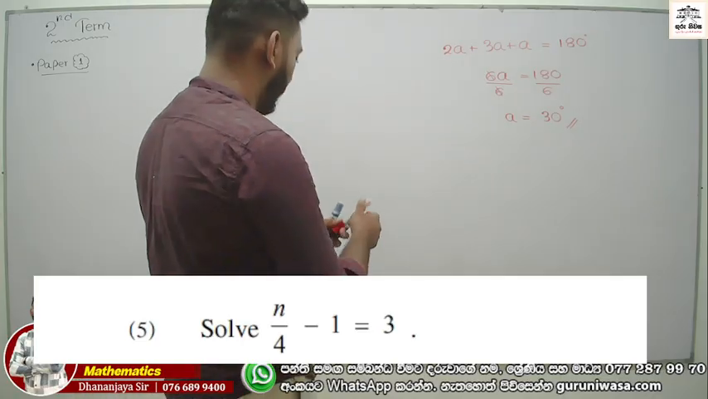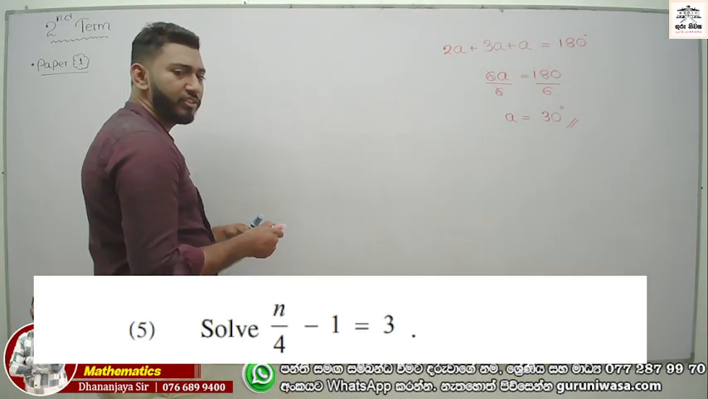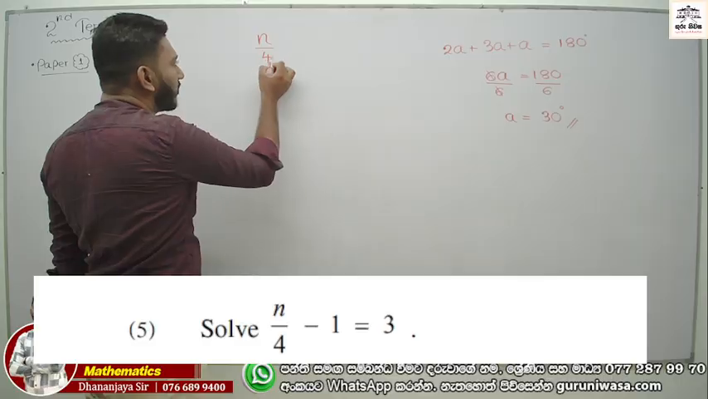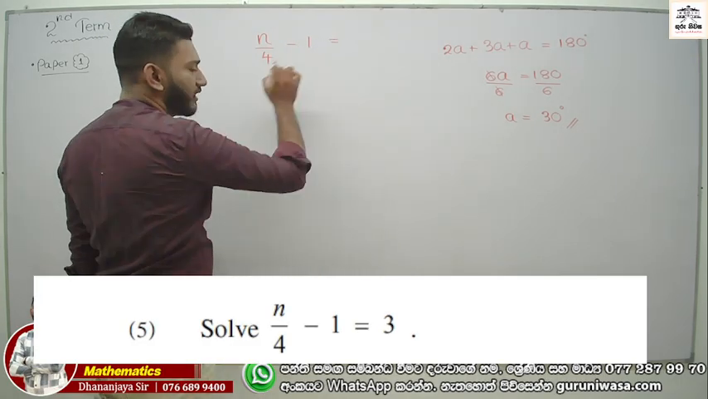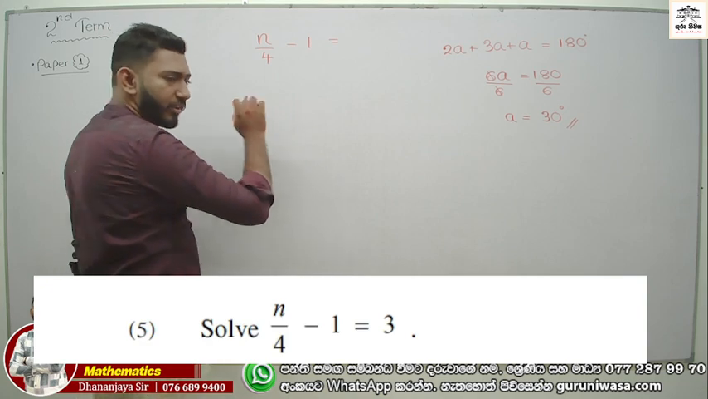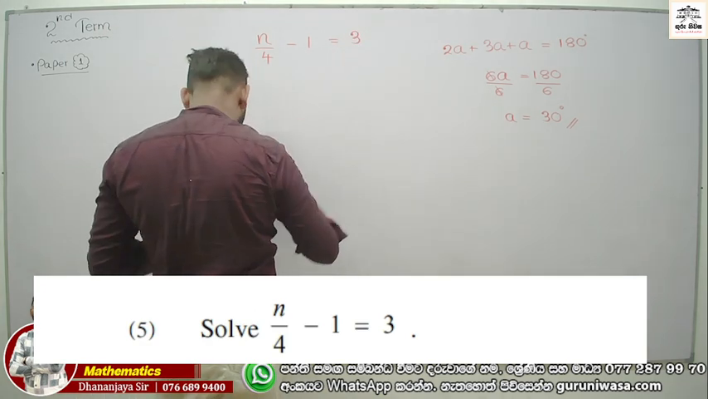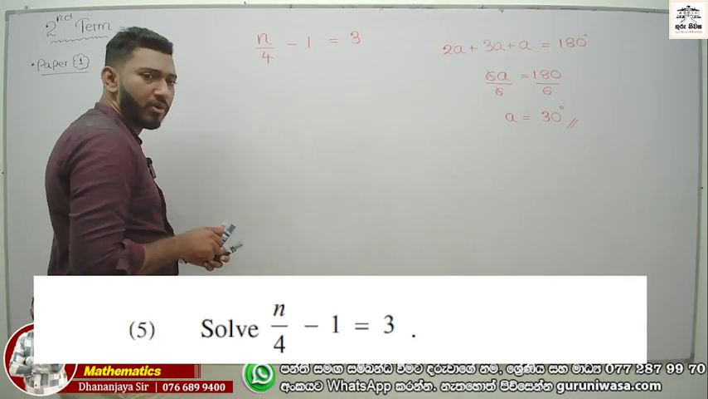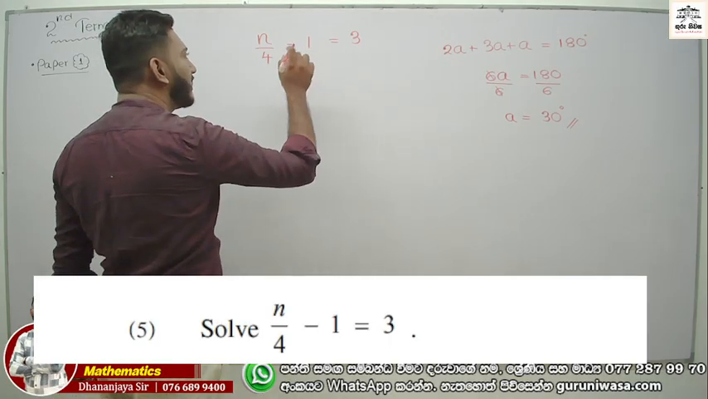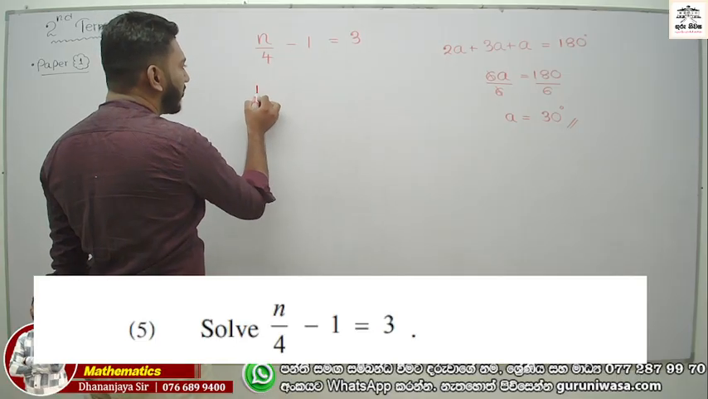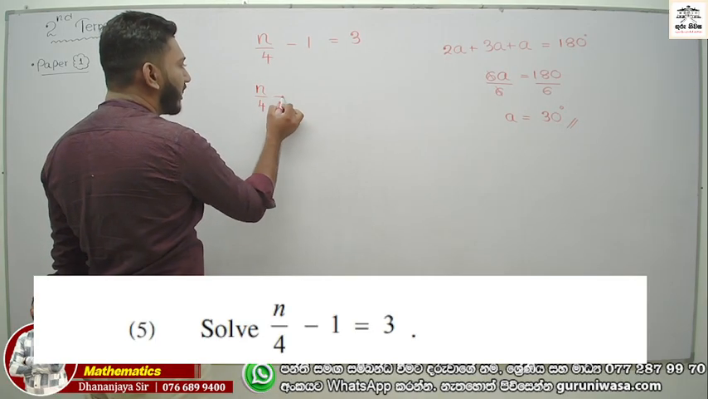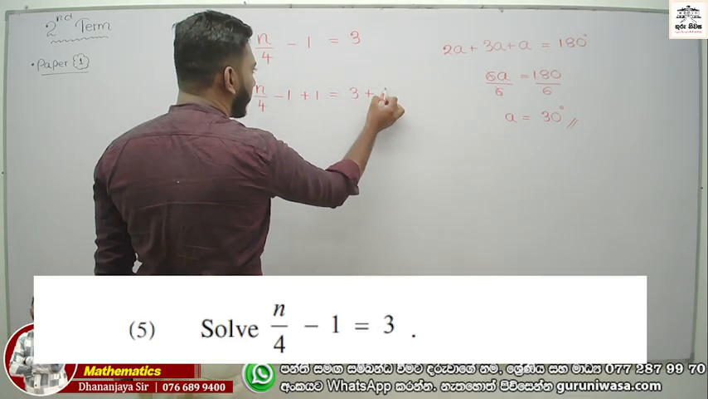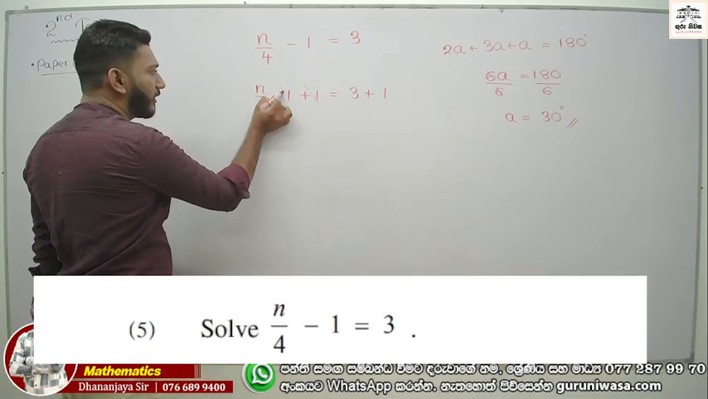Right. Now look at this. Now the question is to solve n divided by 4 minus 1. Subtract 1 from n over 4, which equals 3. Now firstly, what is the step? Minus 1 goes to the other side. Now how to write minus 1 going to the other side? Here is a minus 1. Therefore, n divided by 4 minus 1, you need to add 1 to both sides. Right? Now minus 1 and plus 1 eliminate.